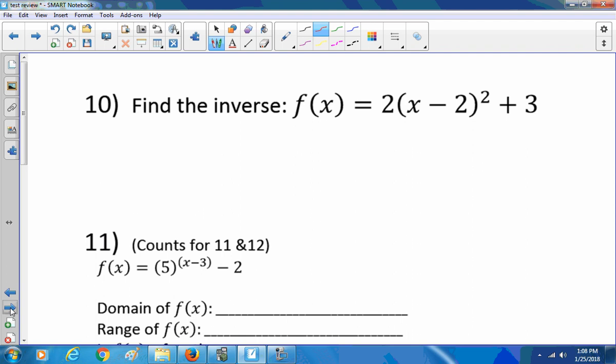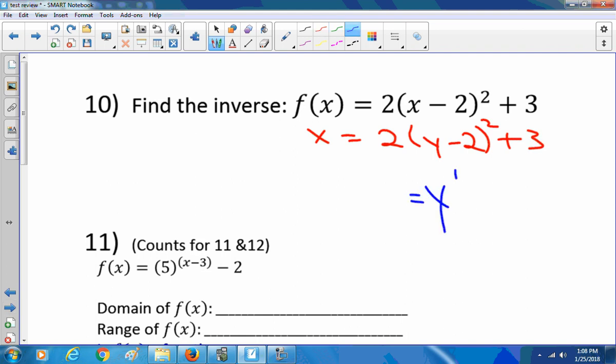10, find the inverse. Inverse is where we switch the x and y, resolve for y. Just make sure you're doing it in the right order. It's order of operations backwards. So pay attention, watch carefully. So I'm going to move these in the correct order. First one, order of operations backwards.